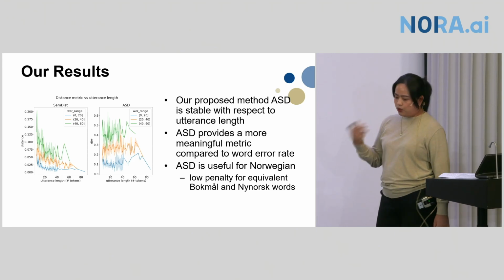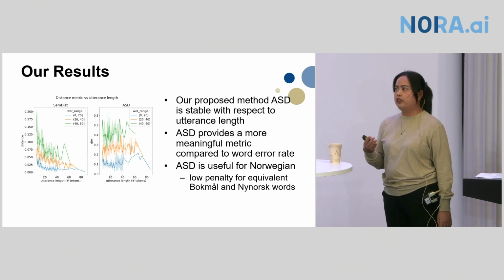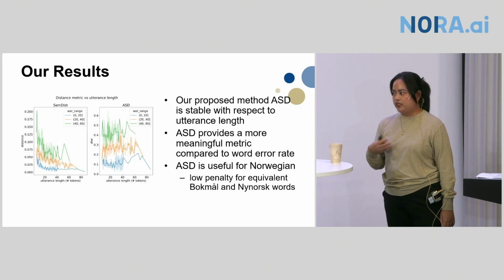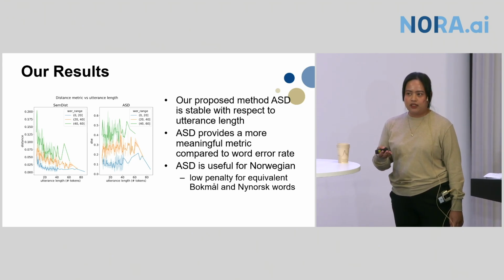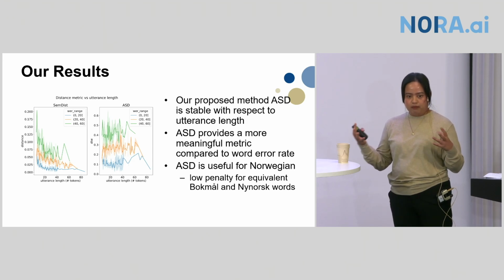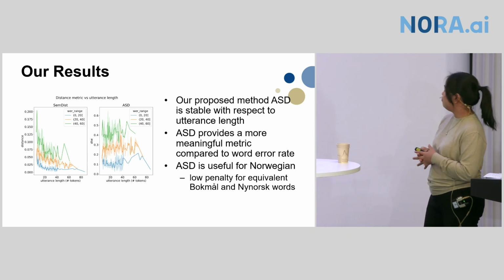We also saw that it provides a more meaningful measure. For example, if you have wrong words such as verbs or proper nouns like company names, the metric gives you a higher penalty, as opposed to when you just have a preposition or a pronoun mistakenly in the transcription.